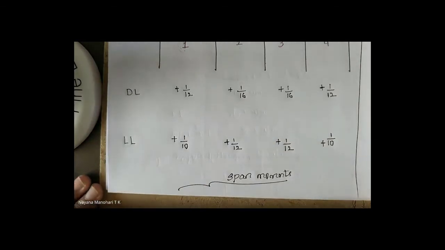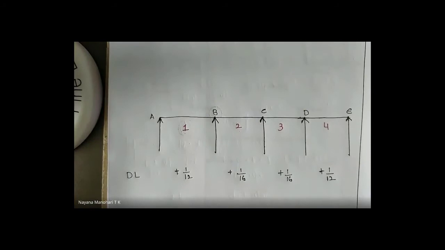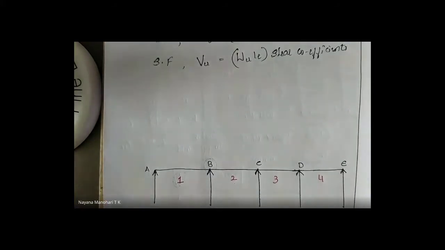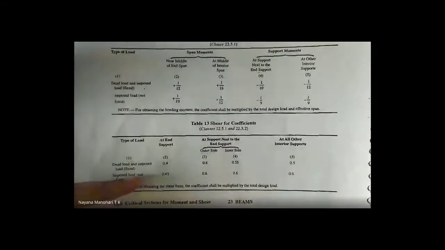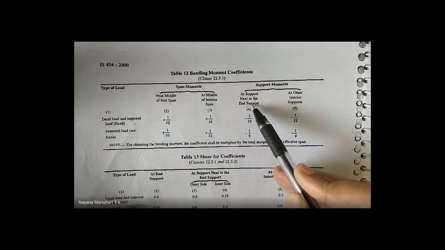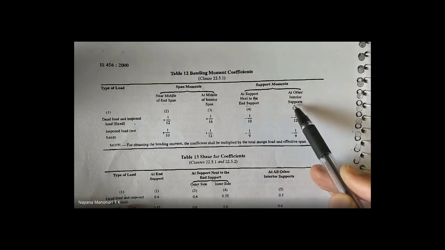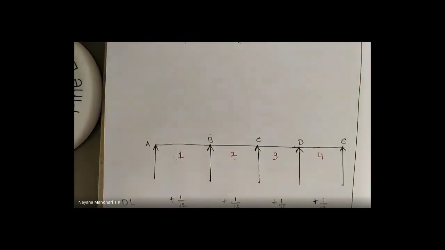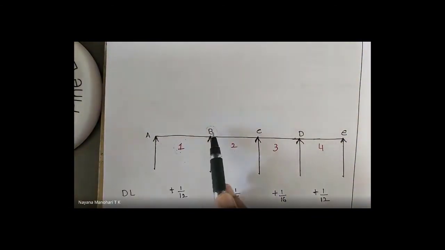Next, the same way, you need to observe the moment value at the support. See here, that is the support moment. In that support moment, it is divided into two sub-cases: at support next to the end support, and other interior supports. Before that, you should know which support points are in the figure. In this figure, the support points are A, B, C, D, as well as E.